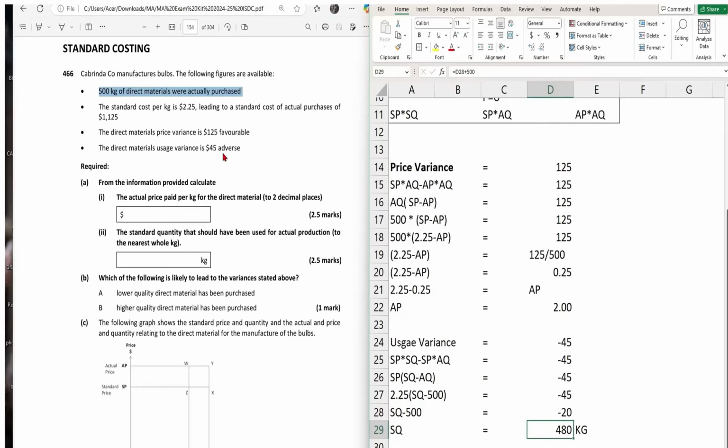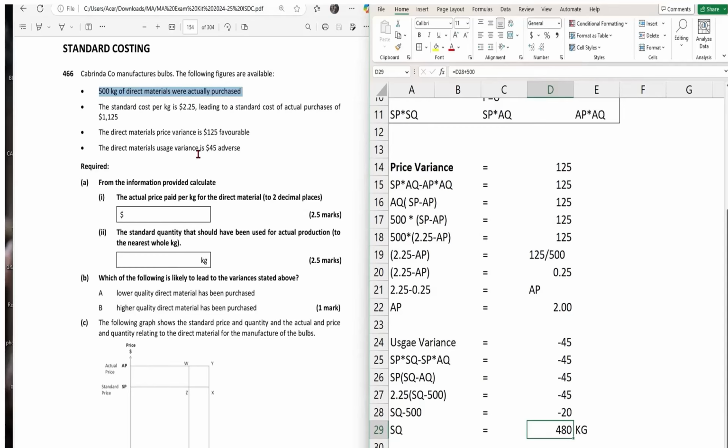So these two variances will be a result of a reason. We need to find the reason, and they have provided two options: lower quality direct material has been purchased, or higher quality direct material has been purchased. See, our price variance is favorable. That means we have done good. We have saved our cost. Whatever we have budgeted, the actual cost was less as compared to the standard one.